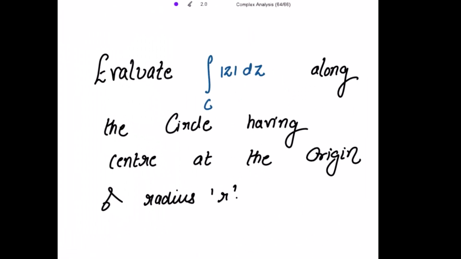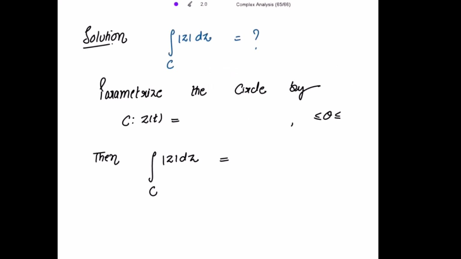Evaluate this integral of mod z dz along the circle having the center at the origin and the radius r. So we need to parameterize the circle by z(t) equal to, what is the radius given to us? It is r. So taking z equals r e^(iθ), where θ is from 0 to 2π, because we are parameterizing the circle.